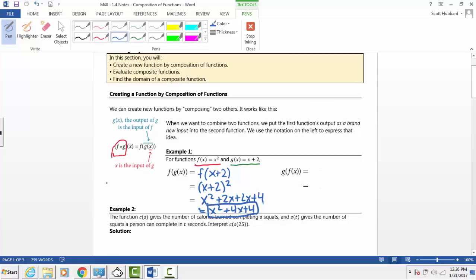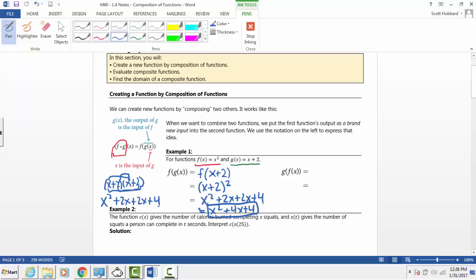Remember this is FOIL, so over here what I did was x plus 2 times x plus 2, and then you FOIL. The first term is x times x, the outside term is plus 2x, the inside term is plus 2x, and the last term is plus 4.